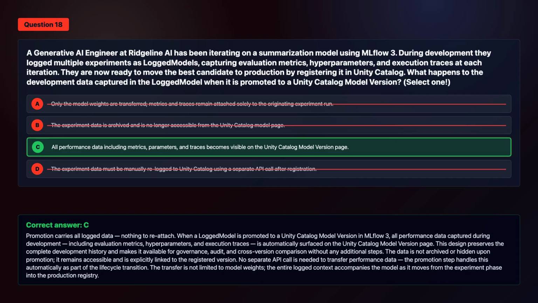It remains accessible and is explicitly linked to the registered version. No separate API call is needed to transfer performance data. The promotion step handles this automatically as part of the lifecycle transition. The transfer is not limited to model weights. The entire logged context accompanies the model as it moves from the experiment phase into the production registry.